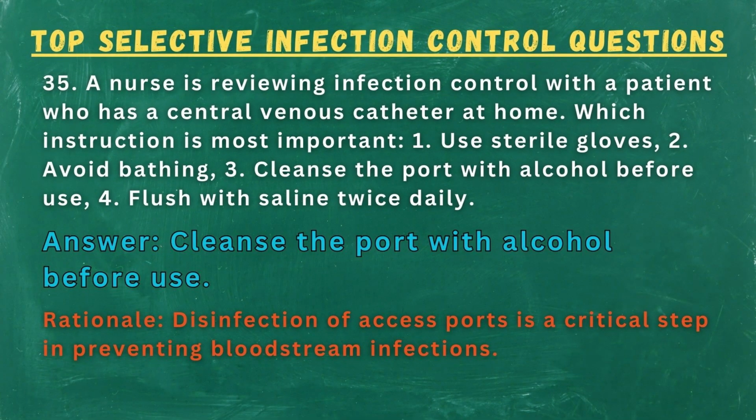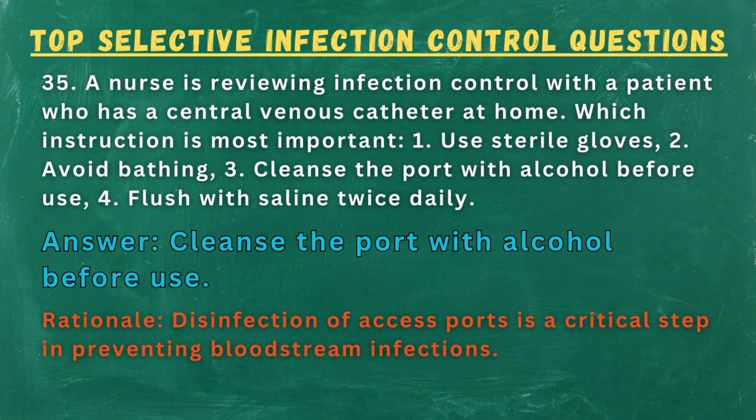35. A nurse is reviewing infection control with a patient who has a central venous catheter at home. Which instruction is most important? 1. Use sterile gloves. 2. Avoid bathing. 3. Cleanse the port with alcohol before use. 4. Flush with saline twice daily. Answer: cleanse the port with alcohol before use. Rationale: disinfection of access ports is a critical step in preventing bloodstream infections.